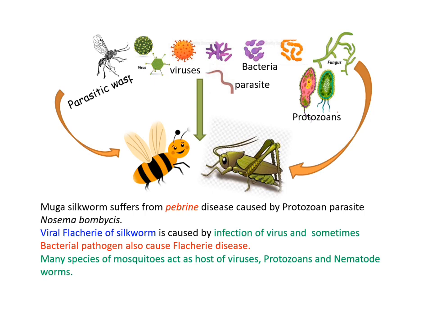Muga silkworms suffer from the pebrine disease, and they also suffer from flacherie. Sometimes the flacherie may be viral, and sometimes it is caused by bacterial infection. Many species of mosquitoes also act as hosts of viruses. We know that diseases like dengue and Japanese encephalitis are viral diseases, but the virus is carried by the mosquito as one of the hosts, because the mosquito acts as a vector for these viruses.